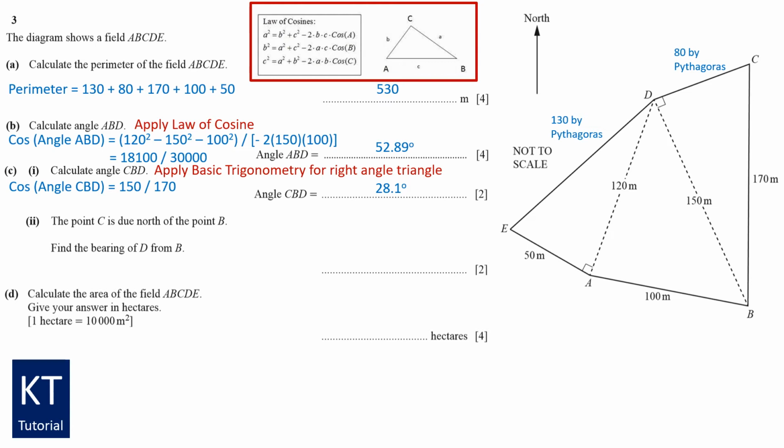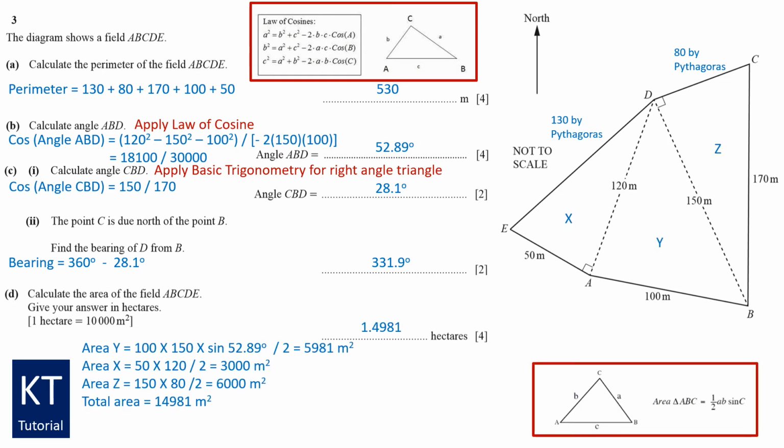Next question, the point C is due north of the point B. Find the bearing of D from B. This would be 360 degrees minus angle CBD. Next question, calculate the area of the field ABCDE. This total area is the sum of the areas for x, y, and z.